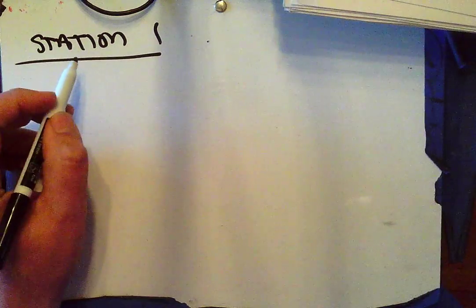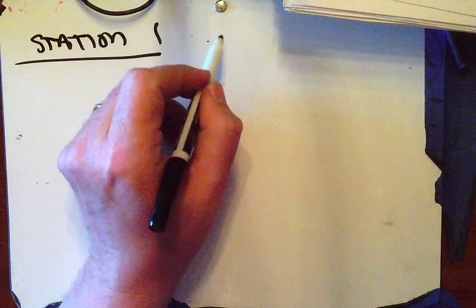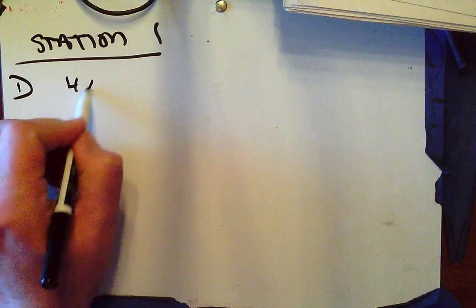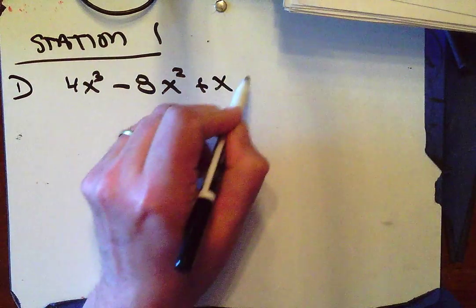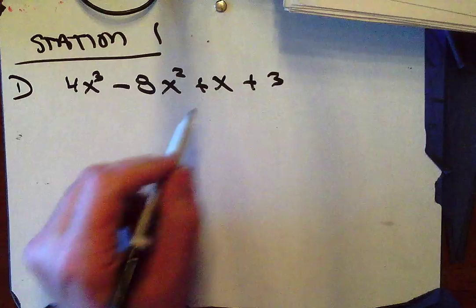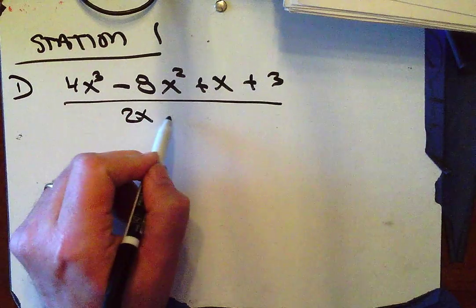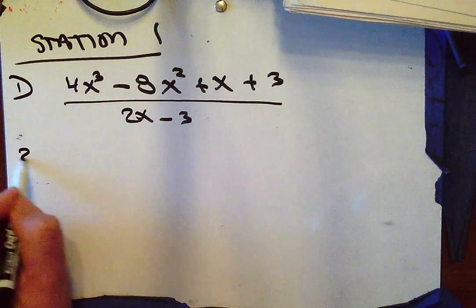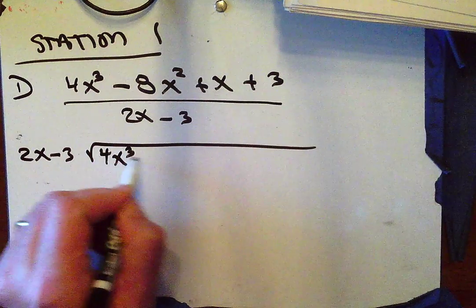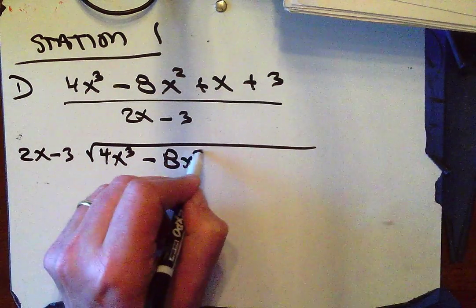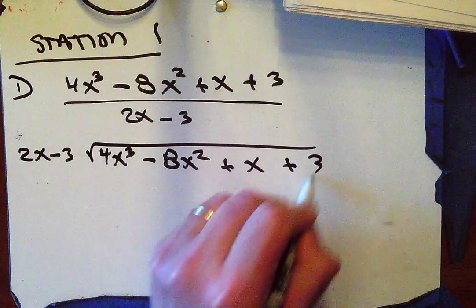Station 1 says use long division in each case. And the first problem says 4x to the third minus 8x squared plus x plus 3 is all to be divided by 2x minus 3. So let's put that 2x minus 3 outside. And 4x to the third minus 8x squared plus x plus 3.